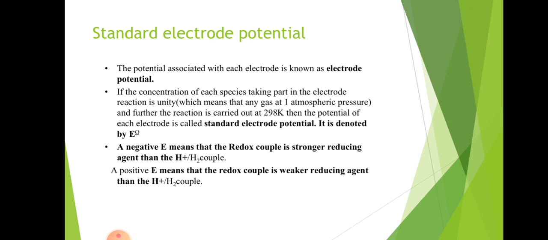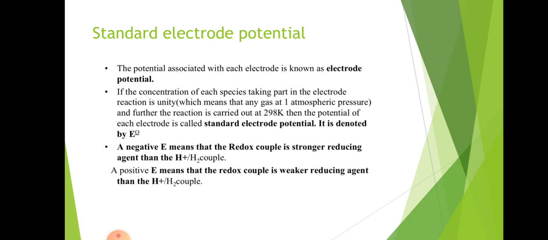A negative E0 means that the redox couple is a stronger reducing agent than the hydrogen couple, and a large negative value of E0 means that the redox couple is a stronger reducing agent. A more positive value of E0 means that the redox couple is a stronger oxidizing agent.